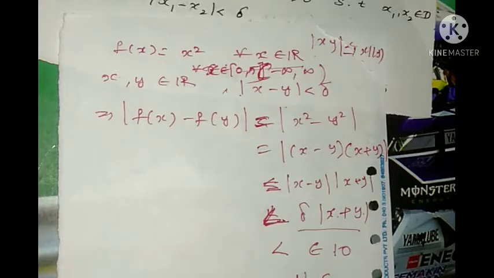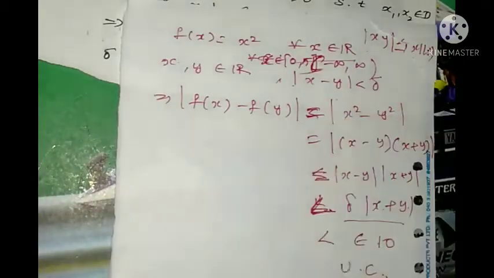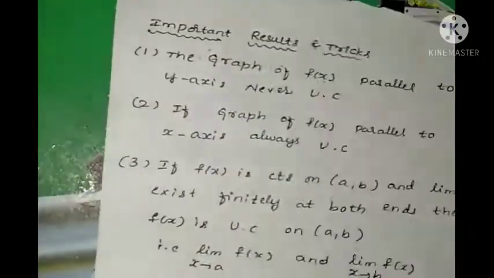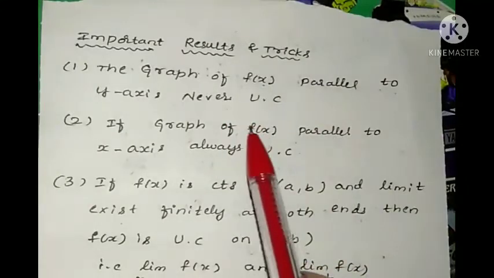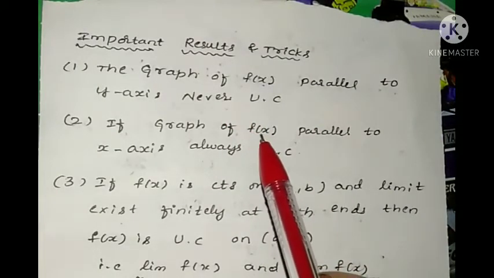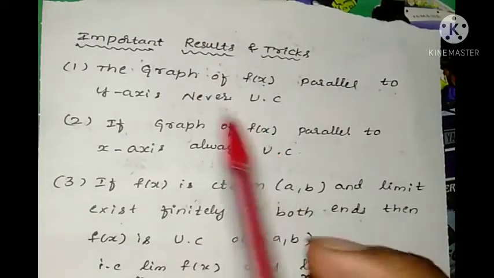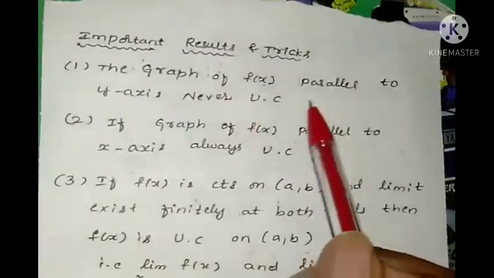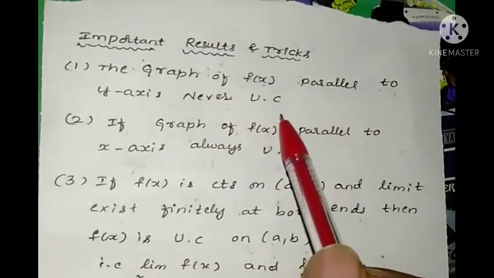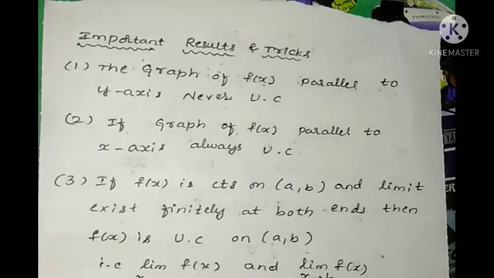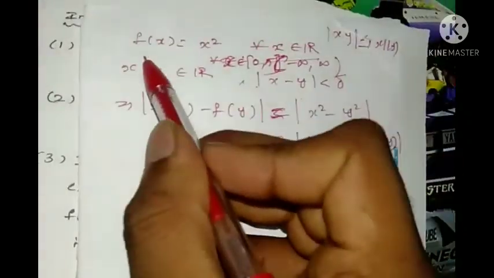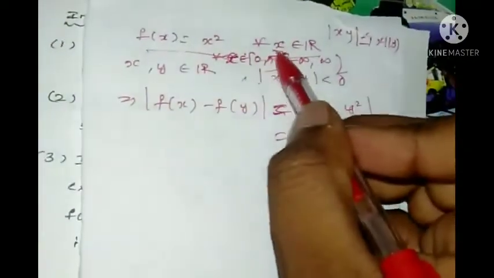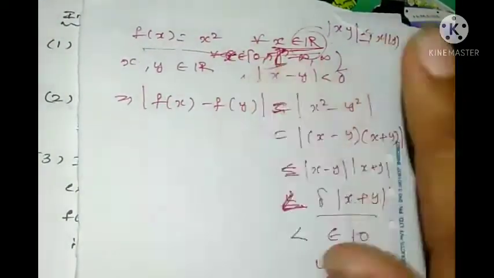Okay, now we move on to some important tricks and results. I hope you understand this example. Next we move on to important results by using graphs. By using graphs also we can check uniform continuity. The first point is: if the graph of f of x is parallel to the y-axis, it is never uniformly continuous. Suppose this is already checked for the domain R, this function is not uniformly continuous.